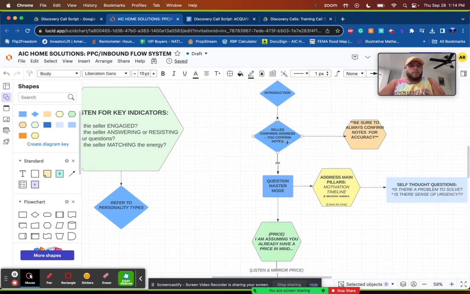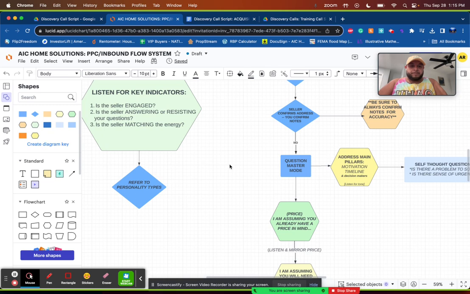From there, we do this very meticulously. We ask in a very particular way for the seller to confirm the address, and we look at the notes. The first purpose is to give the seller an initial task to see how engaged they are in the conversation from the beginning. So we always confirm, not only for that first test and for them to give us that response back, but also just to confirm for accuracy.